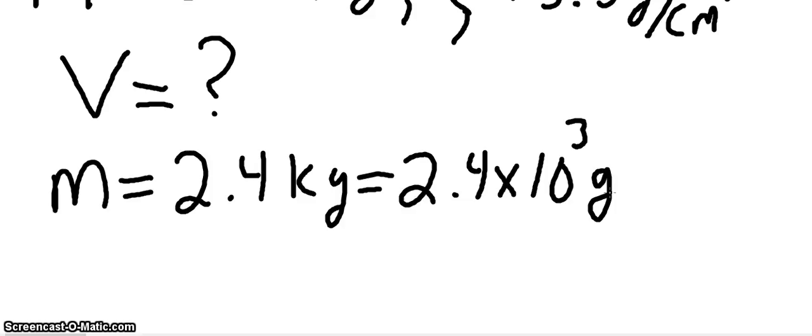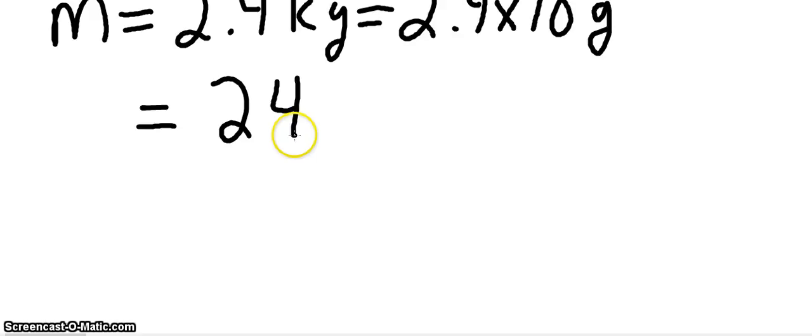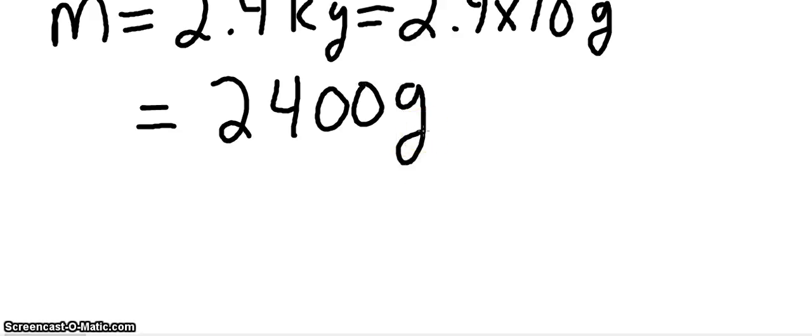Alright, and that's our conversion. Since the decimal point is moved 3 places to the right this time, you can leave it like that, or you could have it as 2400. We've moved the decimal point 3 places, and so it's 2400 grams.